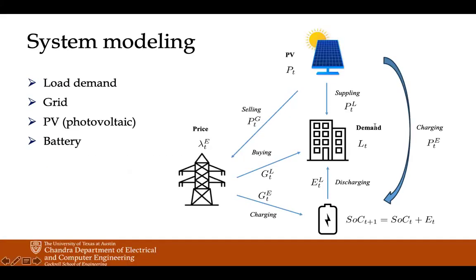In our system, we're revolving around four key entities. First of all, there's the demand side, representing anything from a building to an electrical vehicle. Traditionally, the grid has been our main source of supply, with prices fluctuating over time. But now, with the introduction of a PV generator, we've got some new moves to make.